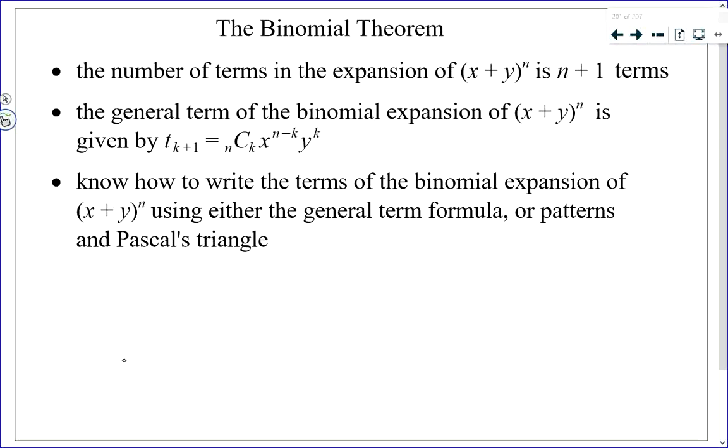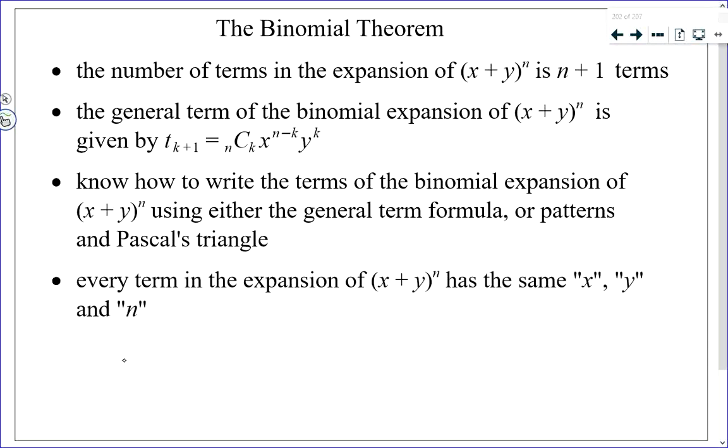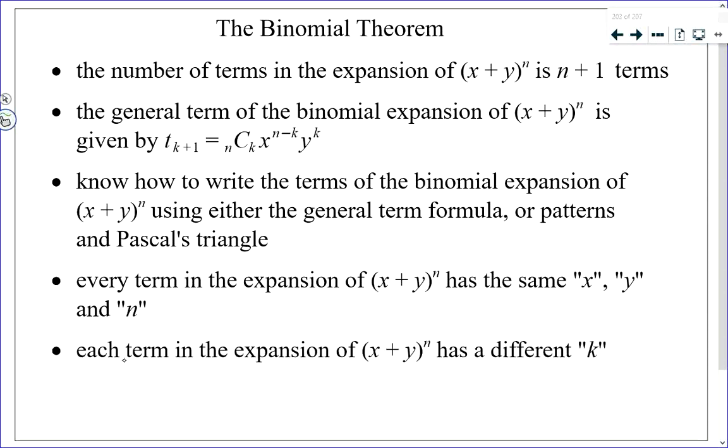You also have to be able to find missing pieces of a binomial by knowing a particular term. Every term in the expansion has the same x, the same y, and the same n. Their k's are different. If you want to find the first term, you have to use k equals 0. If you want to find the second, you have to use k equals 1. So the key number, the k value for each term, is 1 less than the term number.